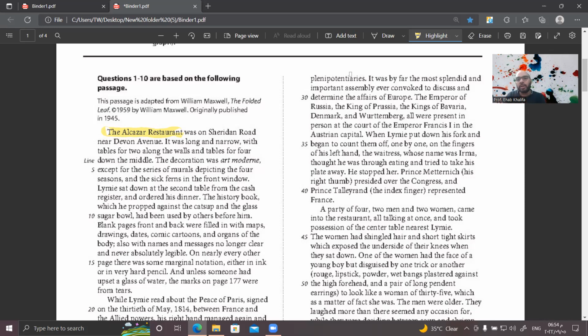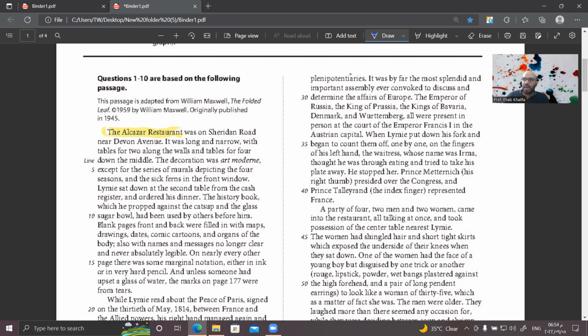Okay, I know now that the setting is a restaurant. So we don't give a hoot about the description. All of that, the description, guys, the decoration was arte moderne, except for a series of murals depicting what? Not important at all. And this will make a big difference in the way you read any text in the reading section. If you ask your mind to remember every single word you read, believe me, you need 3 days to do the SAT reading section. It can't be. You have to memorize only the important parts.